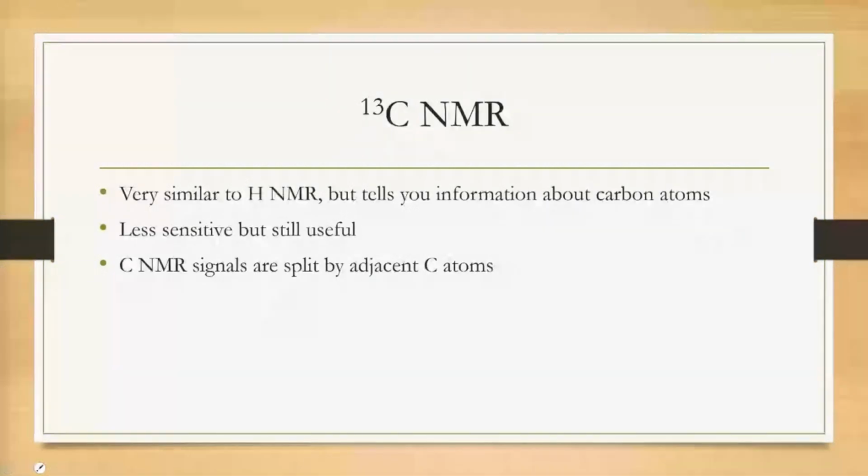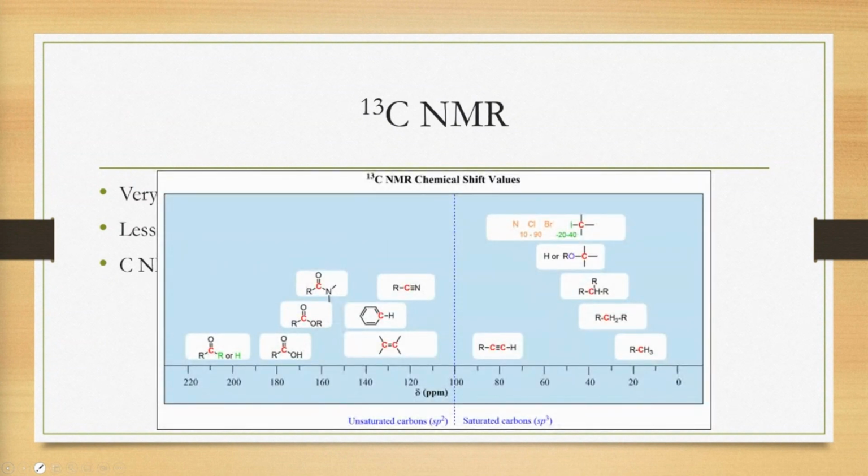We'll talk a little bit about carbon NMR, which operates very similarly to proton NMR, but it tells you information about carbon atoms. So it's a little bit less sensitive of a tool, but it's still useful. And then one of the differences is that carbon NMR signals are split by the adjacent carbon atoms. So the carbon atoms directly bonded to whichever atom you're focusing on. Another difference is that the ppm values are much higher for carbon NMR spectra.